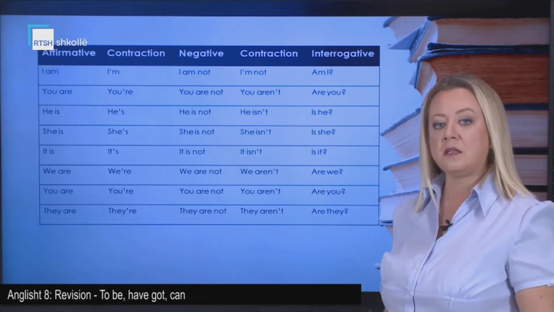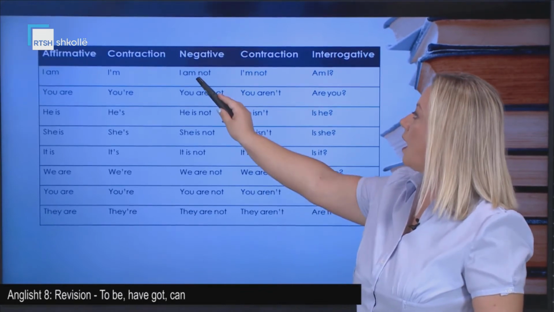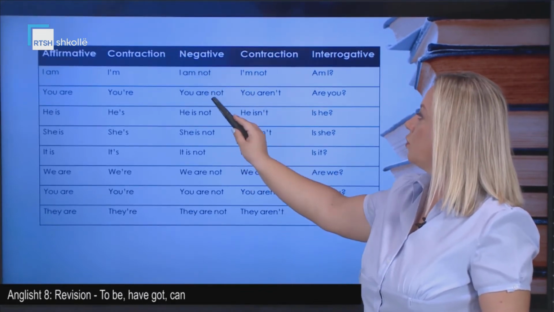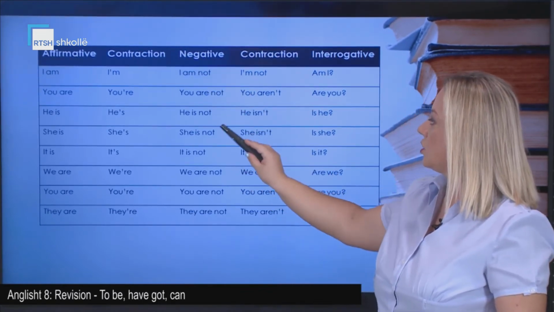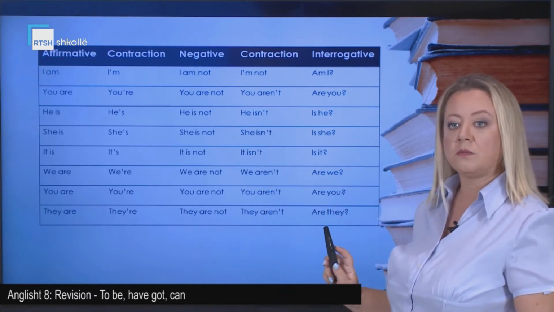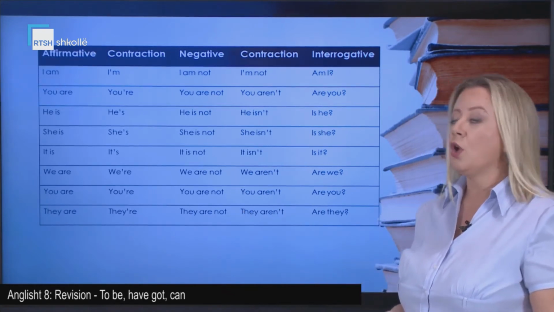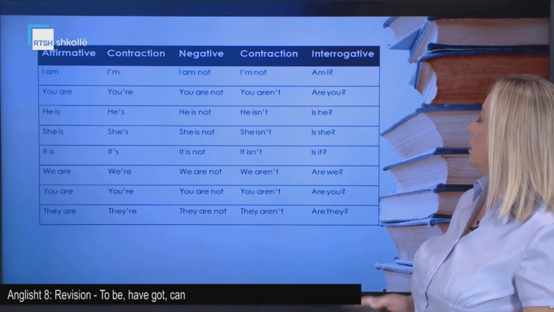To form the negative, we add the negative particle not. I am not. You are not. He, she, it is not. We are not. You are not. They are not. What about the interrogative?